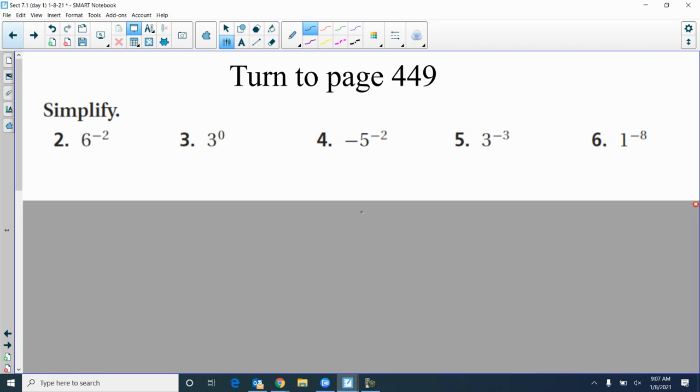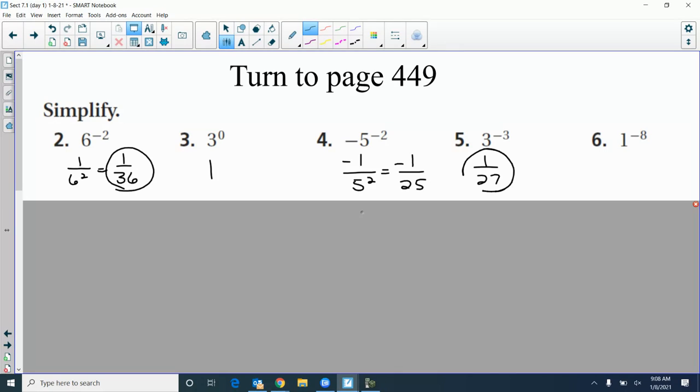All right, Sam, do you know what 6 to the negative 2nd would be? 1 over 36. Good, final answer, because you're doing 1 over 6 squared, it would be 1 over 36. Christian, do you know what 3 to the 0 would be? 1. Good, that's it. Zach, how about negative 5 to the negative 2nd? It would be negative 1/25. It has to be negative because the negative does not move down below. It becomes negative 1 over 25. Very good. 3 to the negative 3? It's going to be 1 over 27 when we're done.